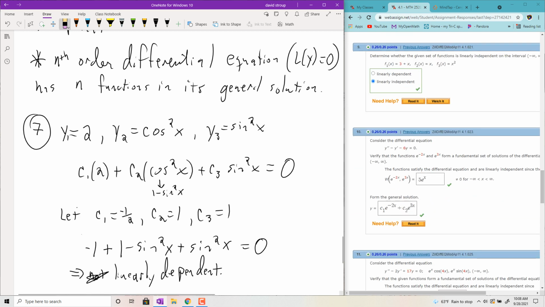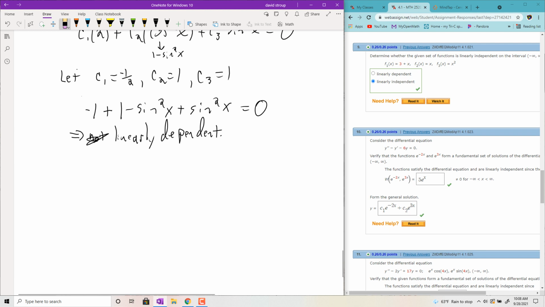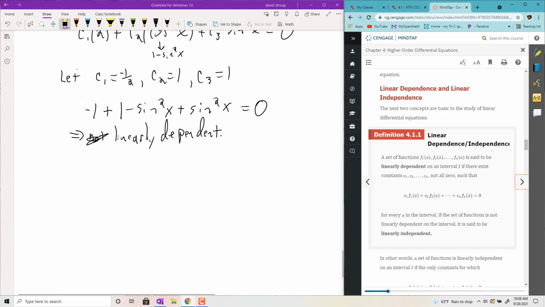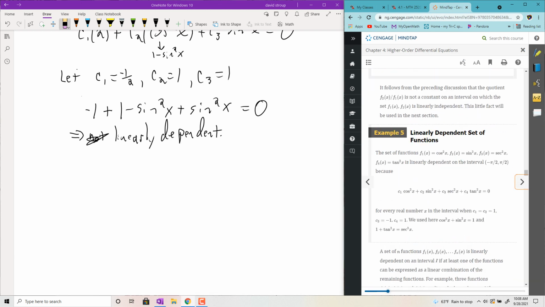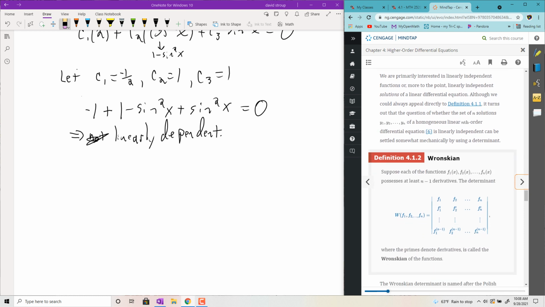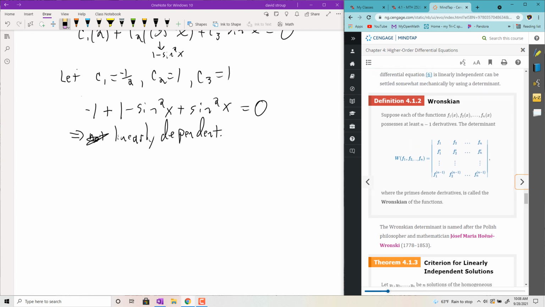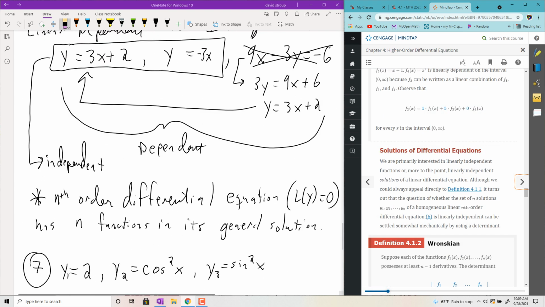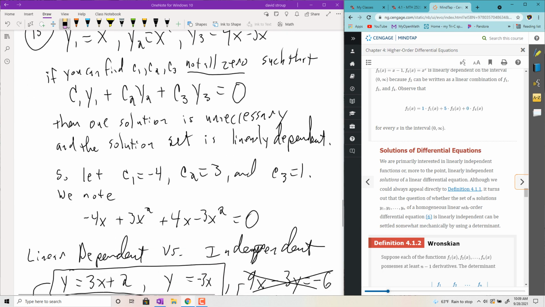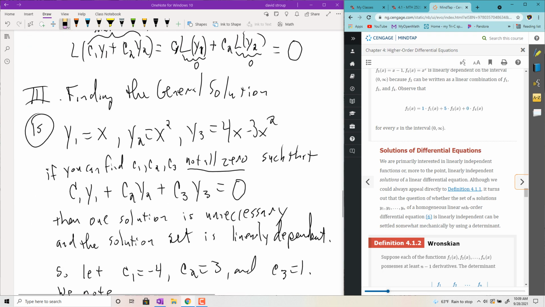So what the book does is give you this thing called the Wronskian. Okay. And where is that in the book? So the Wronskian, there it is. So definition 4.1.2. This Wronskian thing is a linear algebra thing. We have to work with determinants in order to figure it out. So let me introduce the Wronskian sort of as a whole new section. We're in section 3.